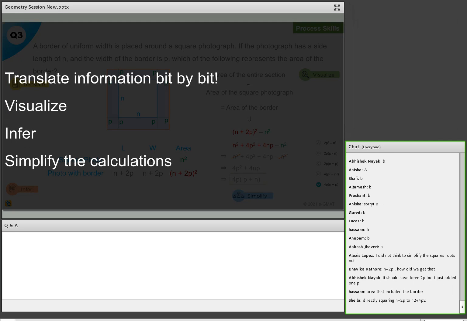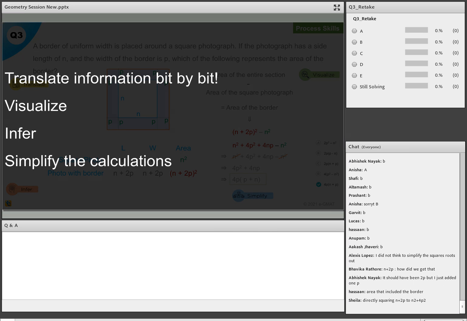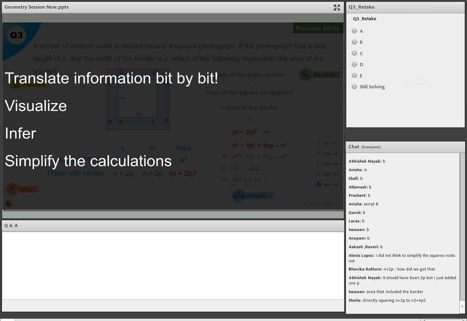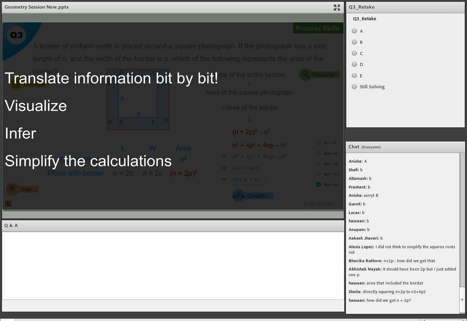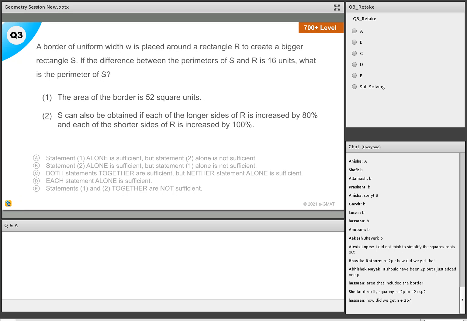Let me get you the poll for the third question. Here's the poll. Please mark a still solving. Perfect. This is the third question. All the best for this one.